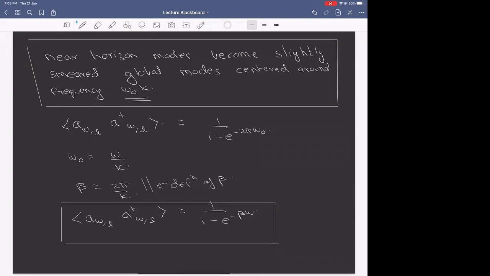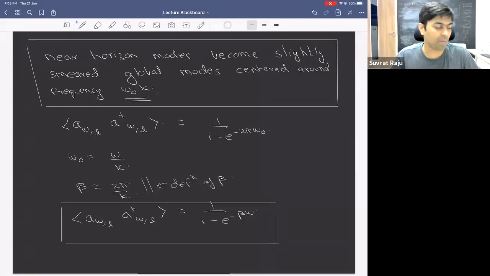Suvrat, there's a question in the chat asking why is the final result L independent? It is L independent because for a Schwarzschild black hole, it is indeed the case that the occupancy of the modes depends only on omega and doesn't depend on L. If you took a Kerr black hole, then this would not be the case. But this is a physical fact which comes out of our derivation, and you can derive it in other ways as well, that the final occupancy does not depend on L.